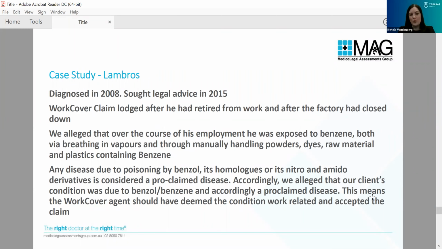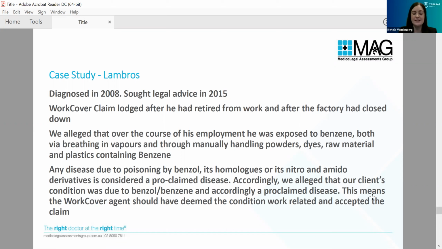And because of when he had eventually put in the WorkCover claim, and also given the change of the industry, the factory had since closed down. We alleged over the course of his employment, he was exposed to benzene, both via breathing in vapours or from the steam, and through manually handling dyes, raw materials and plastics containing benzene.